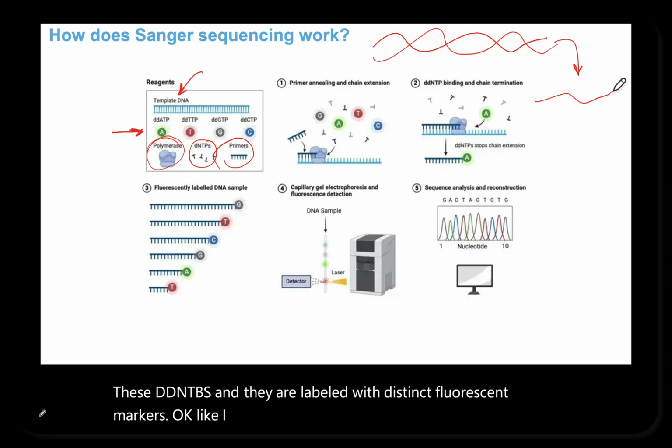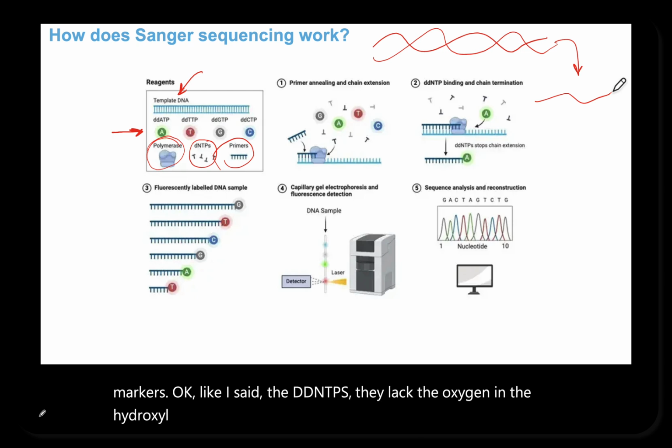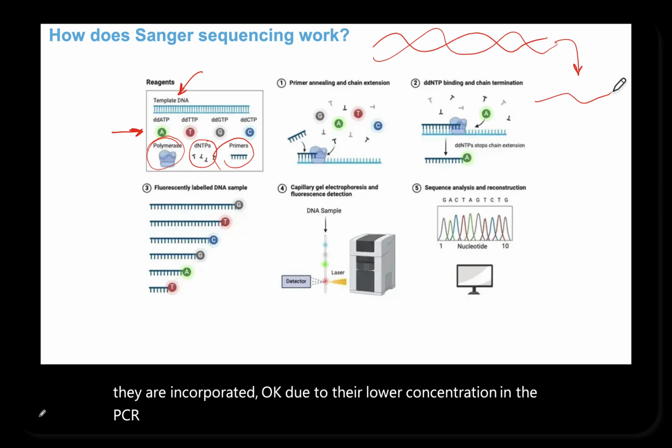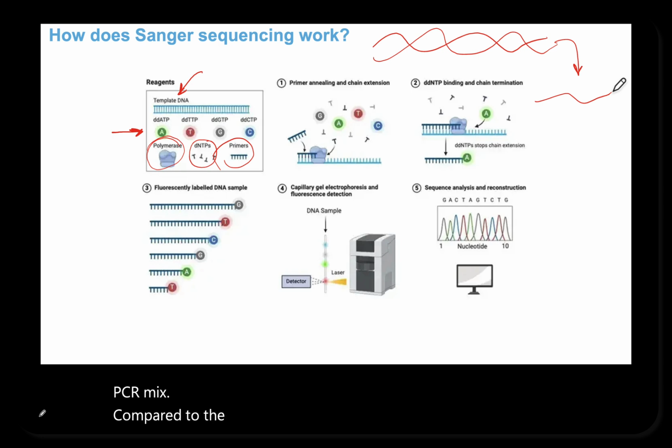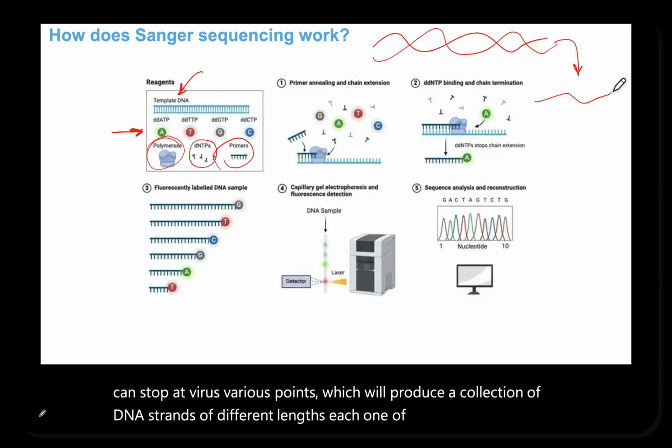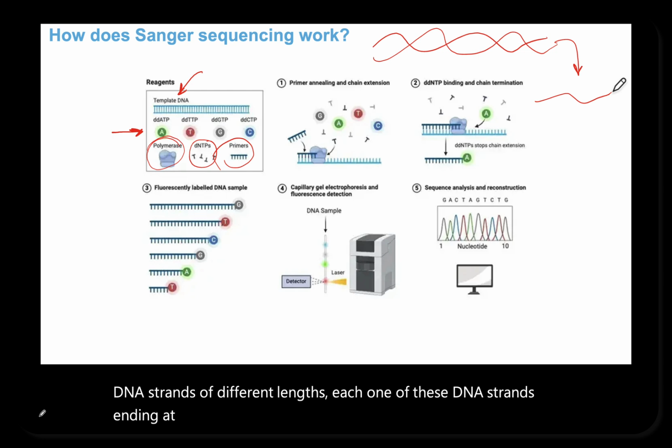Like I said, the ddNTPs lack the oxygen in the hydroxyl group, and that causes chain termination when they are incorporated. Due to their lower concentration in the PCR mix compared to the dNTPs, the chain termination reaction can stop at various points, which will produce a collection of DNA strands of different lengths, each one ending at a different ddNTP.